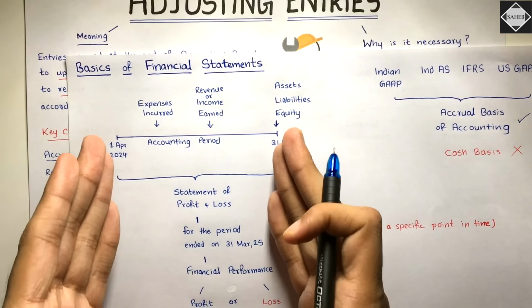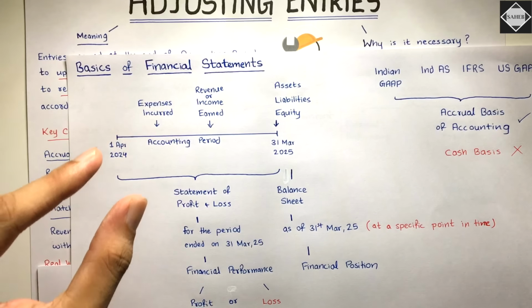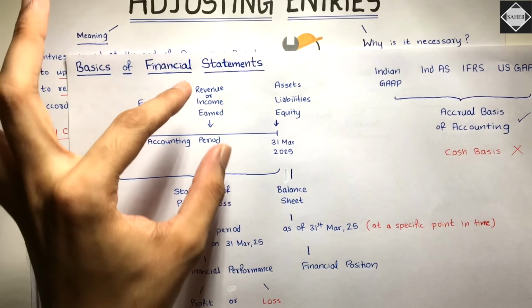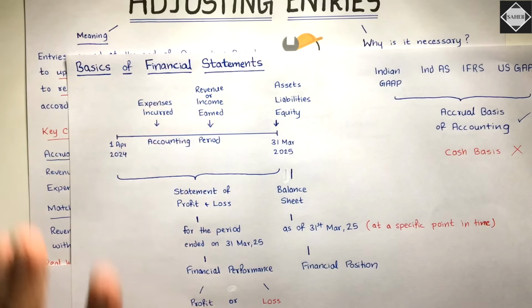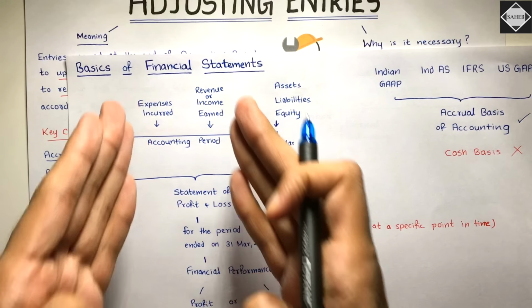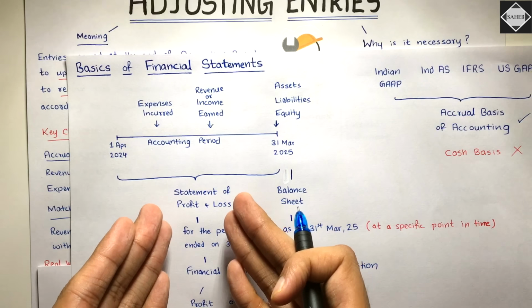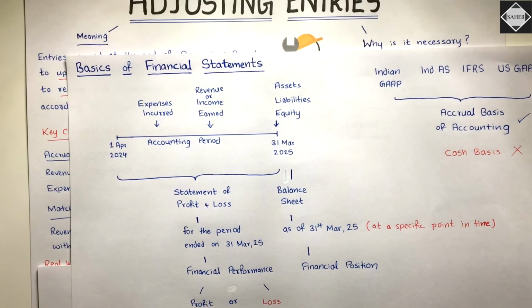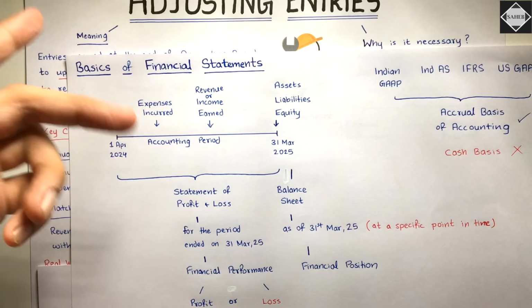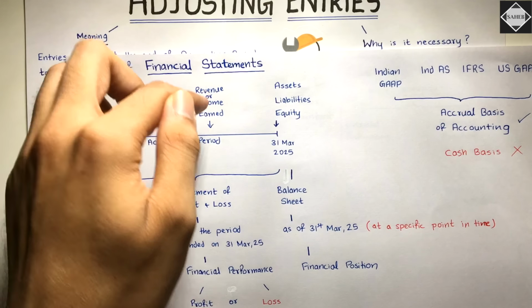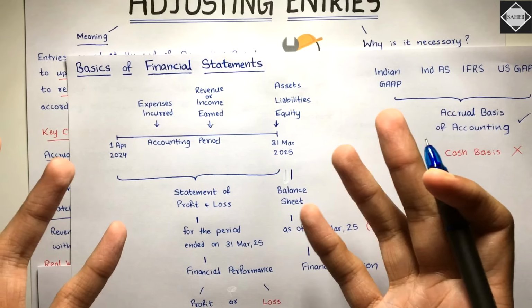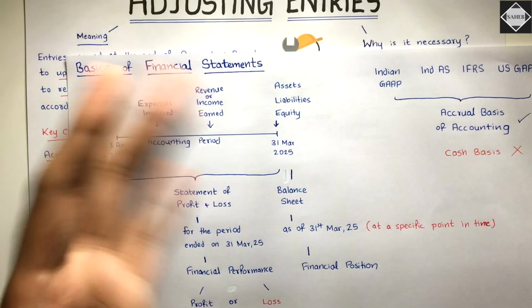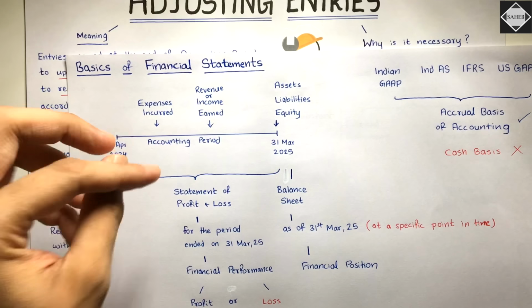So in this accounting period, whatever expenses have been incurred will come over here. Whatever revenue or income you have earned will come over here. And this is what should appear in your statement of profit and loss. If there are any expenses paid or revenue received, just cash, okay, you have not earned, you have not incurred. Incurred means you have taken the benefit.